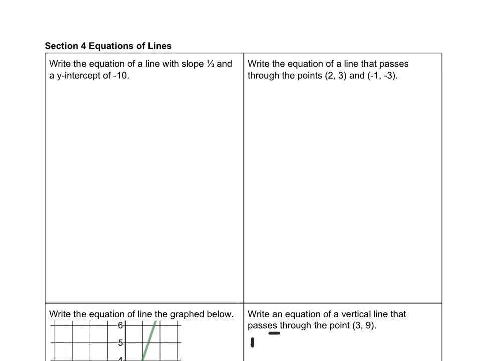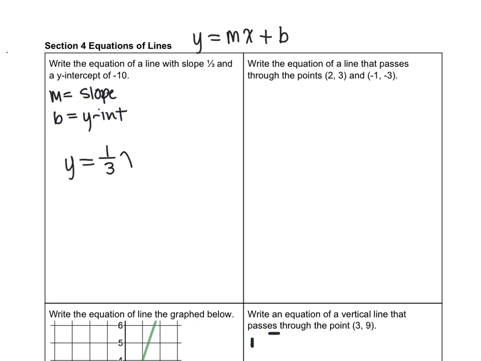In section 4, we took a look at writing equations of lines, and this looked at a couple different ways. So the first is writing an equation of a line given the slope and a y-intercept. So we're going to go back to the slope-intercept form, y equals mx plus b. So remember, m is the slope and b is the y-intercept. So that's the great thing about slope-intercept form. So if I know my slope, we can do y equals 1/3 x plus, minus, because our slope is negative, y-intercept is negative 10. Okay.